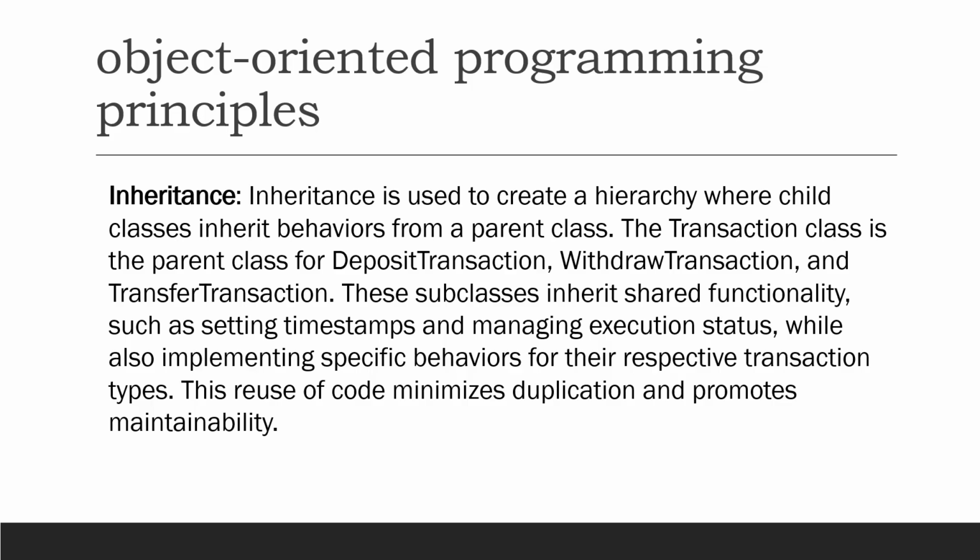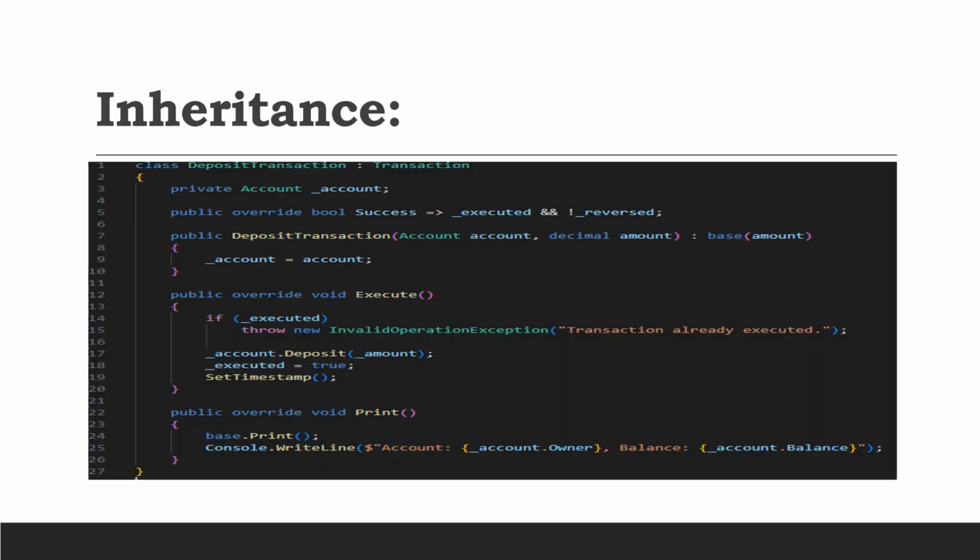Now comes inheritance. Inheritance is used to create a hierarchy where child classes inherit behaviors from a parent class. Now let's understand it by looking at an example. Here is the example. In this example, the deposit transaction is shown, where it is a child class which inherits the behaviors from the parent class, that is the transaction class.